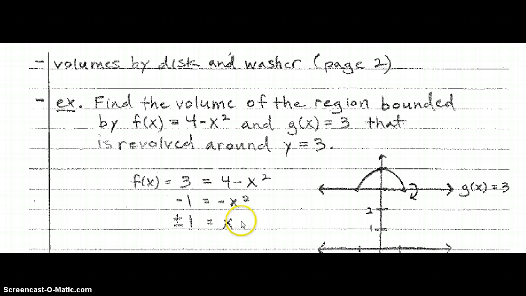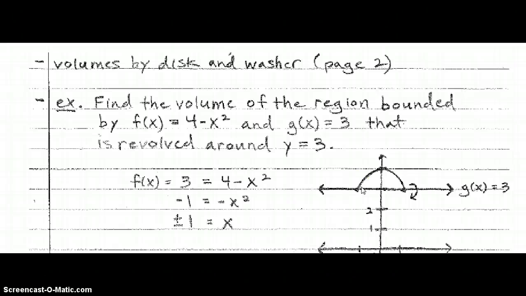You can then sketch a graph of this region, as you can see over here. And we've got a parabola above the horizontal line y equals 3, intersecting at x equals -1 and +1. And we're going to revolve around that line y equals 3. It's still a disk. Now, why is it still a disk? Because the region is right up against what we're revolving around. So there's no gap in between the region and what we're revolving around.